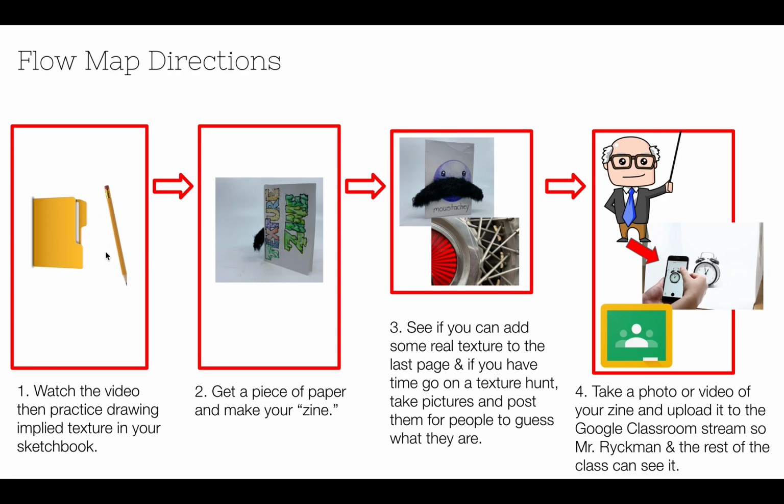So practice it first. Then get out your plain piece of paper and make your magazine. And again, the directions are going to be step by step in this next video. And then see on the very last page if you can add some real texture. And I also talk about that texture treasure hunt. And then finally, if you can, take a photo of your zine, or even better, a video of you flipping through the pages so I can see your drawings of the texture, and then try to post it to the Google Classroom so I can see it and the rest of the class can see it.